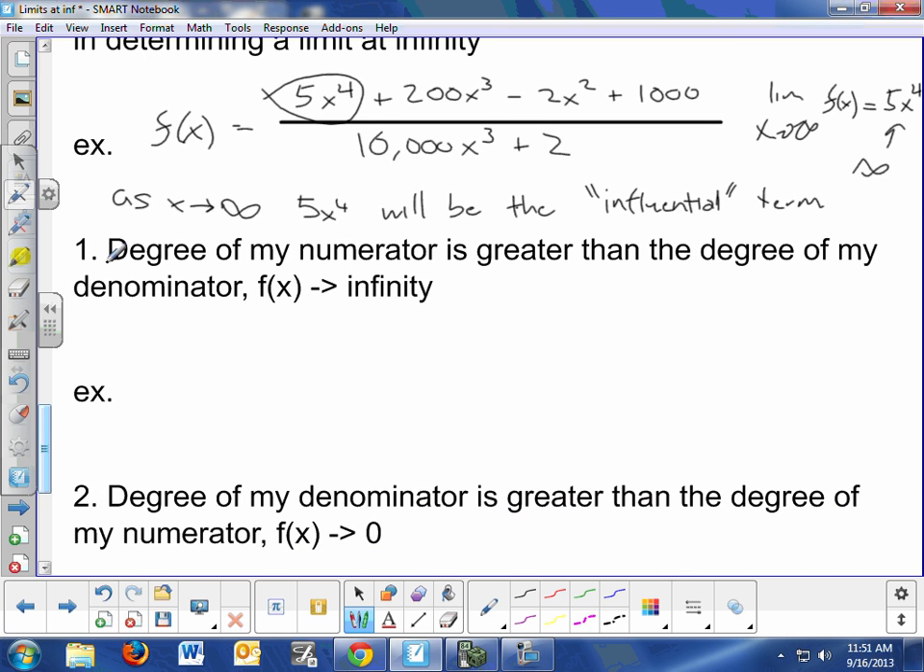Okay, if the degree of my numerator is greater than the degree of my denominator, my function will be approaching infinity. Here, the biggest degree in my numerator is the 4th power. It is bigger than anything in my denominator. Hence, for this first problem, the limit as x approaches infinity of f of x is infinity.